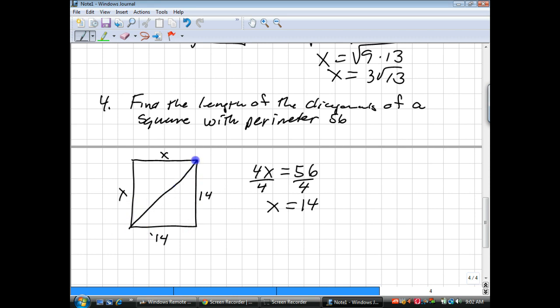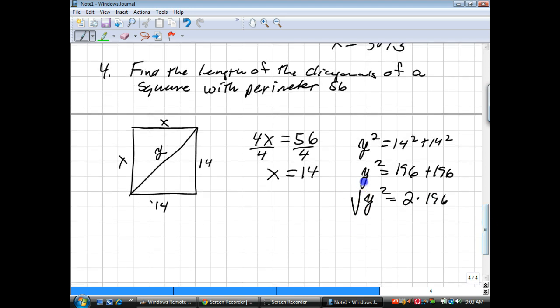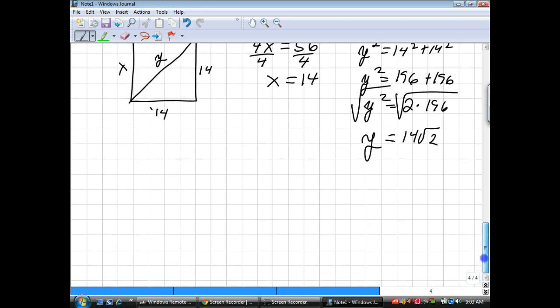So now if we put the diagonal in, we'll let that be y. So now we know that y squared is equal to 14 squared plus 14 squared. So y squared equals 196 plus 196, or y squared equals 2 times 196. So if we take the square root of both sides, we know y is equal to 14 square root 2. My example 5.